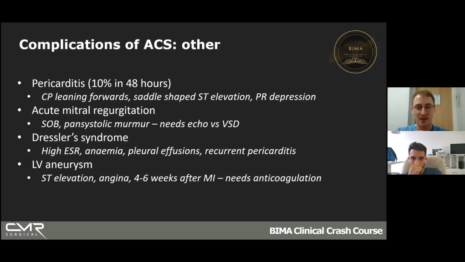And then these are the things that don't really fit into anything else. Pericarditis, very common: chest pain, ST elevation. You treat it with some ibuprofen. Mitral regurgitation, so your mitral valve can rupture, and you get all the signs of mitral regurgitation. You get the same murmur as a VSD, so you need to do an echo.